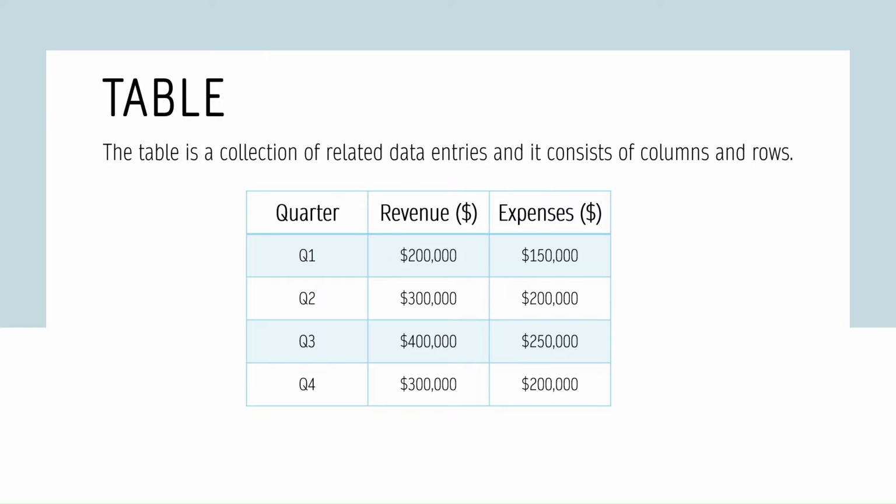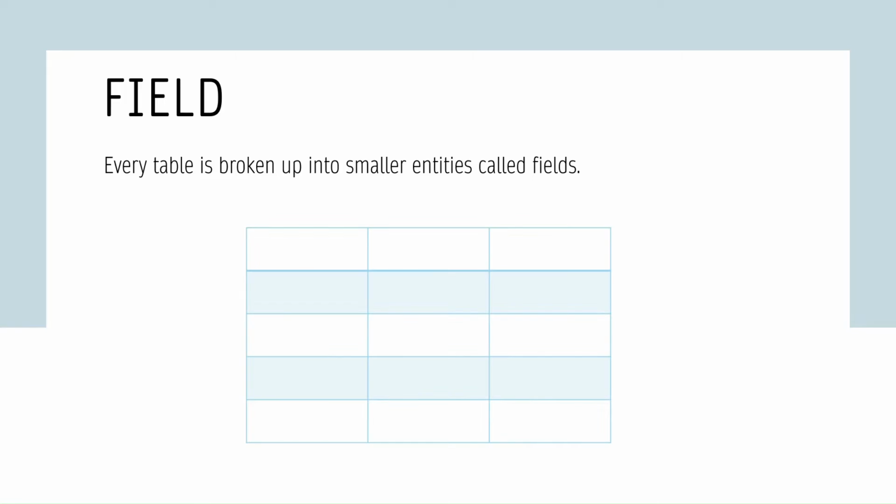Okay. The second most important term is field. So what is a field? Let's see. As we know that every table is broken up into smaller entities called fields. In this diagram, every single rectangle over here represents a field where we can insert our data.